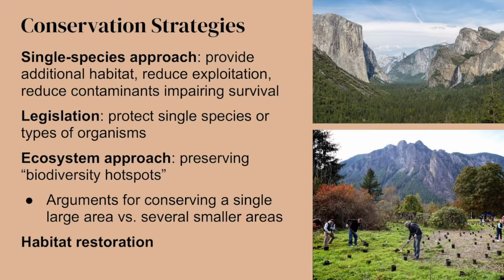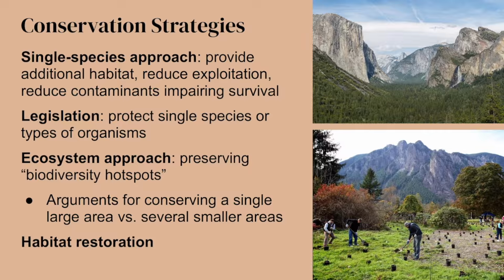Now, with our ecosystem approach, there are arguments for conserving a single large area or conserving several small areas. So the argument is, if you can conserve a single large area, that would support larger populations of organisms or populations of different species. But if you have several smaller areas and the same species is living in several smaller areas, that's going to promote more genetic diversity. So there are arguments for both ways, and it would be great if we could just conserve all of it.